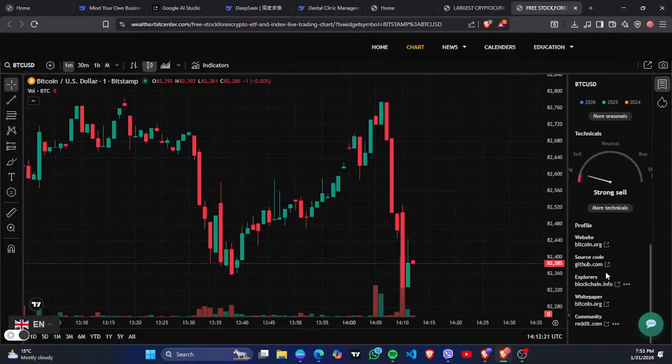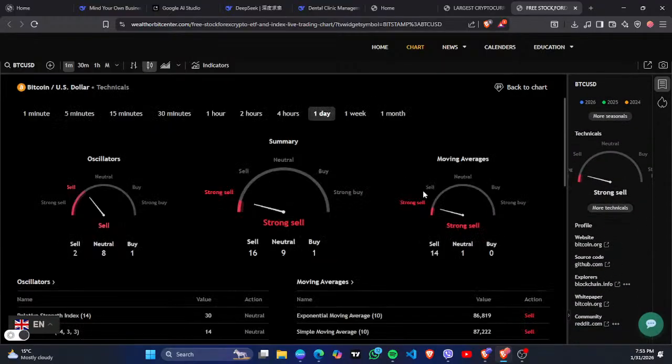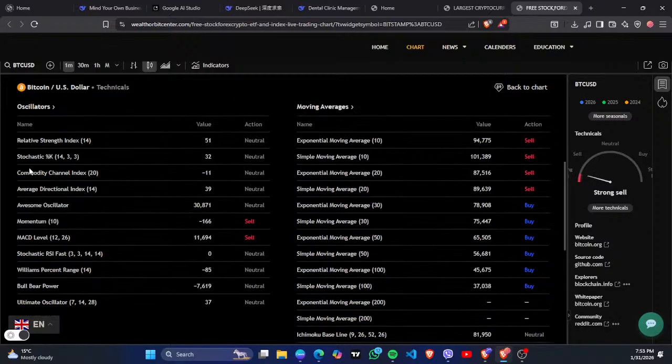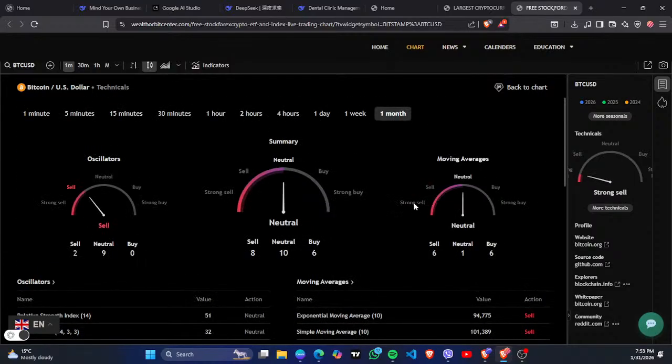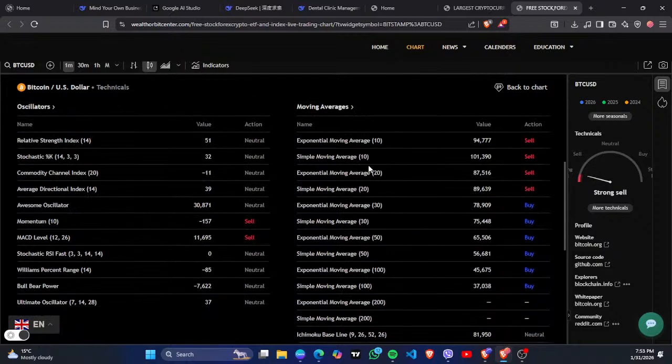So here it is, and you can see the technical indicators also here. 1 month technical signal here: RSI, stochastic, commodity channel, momentum, MACD also, Williams percent range, bull bear, ultimate oscillator. Here also EMA, SMA, 20-day SMA, EMA also. If we choose a 1 minute candle, the 1 minute price will also be shown. 1 month also will be shown.